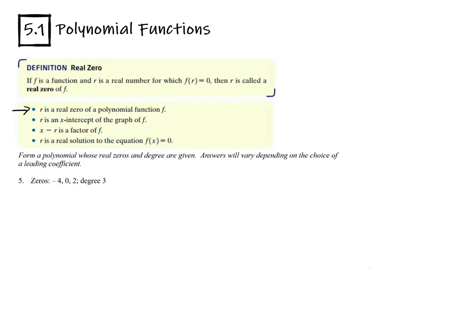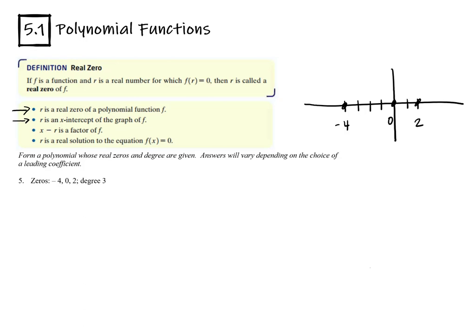Next, we know that each of these zeros is an x-intercept of the graph. Let's see if that helps us. I'm going to sketch a graph real quick. And on this graph, I'm just going to put the values that we were given. So -4, 0, and 2. And so our x-intercepts are -4, 0, and 2 because it says each of these r's is an x-intercept of the graph. Well, that's interesting to know, but that doesn't really help me come up with a polynomial. Let's try the next one.